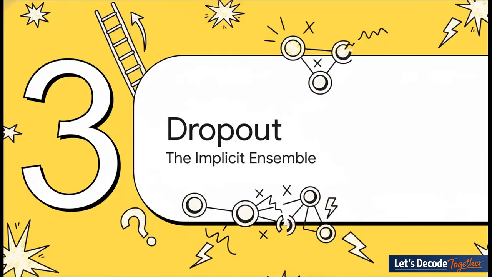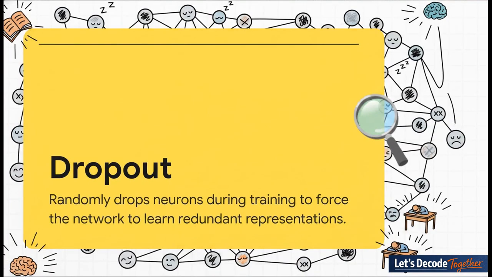Stepping up the escalation ladder, we arrive at Section 3, Dropout, the implicit ensemble. So, here we're bringing a bit of deliberate, controlled chaos into the training process. During training, Dropout works by independently taking random neurons and just turning them off. It sets them to 0 with a certain probability p.